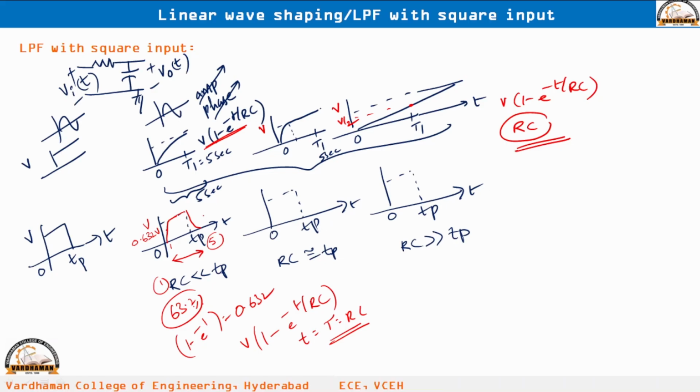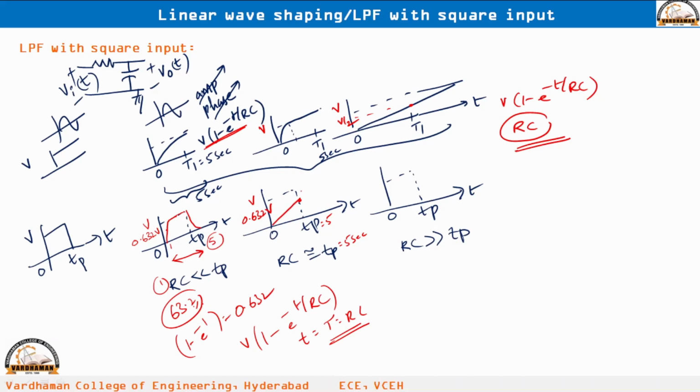Okay. Now, if you take RC exactly equal to TP, what is this TP? We have taken previously 5 seconds. So, TP is equal to 5 seconds. So, what is the meaning of RC? Whatever the RC value may be, if you complete RC seconds, it will reach just 63.2% of the final value. So, this is V volts, this is 0.632 V. By the completion of the 5 seconds, it will reach only 0.632 V. So, like this we will get.